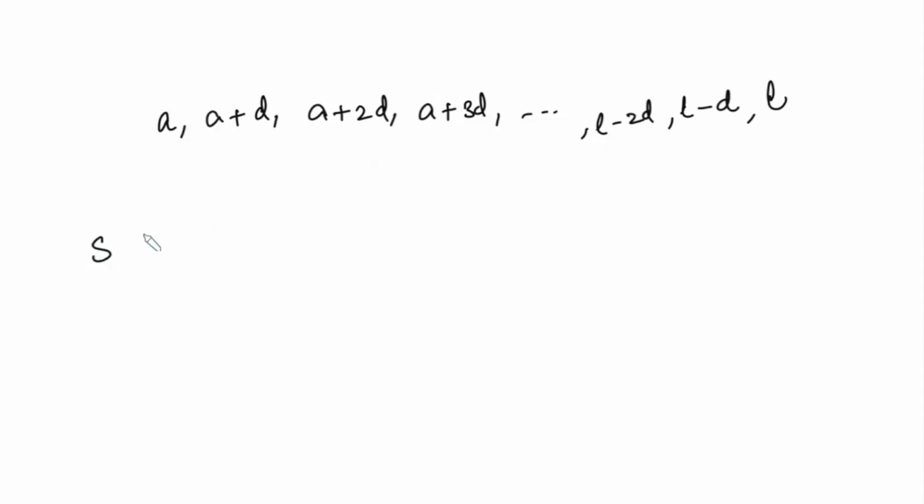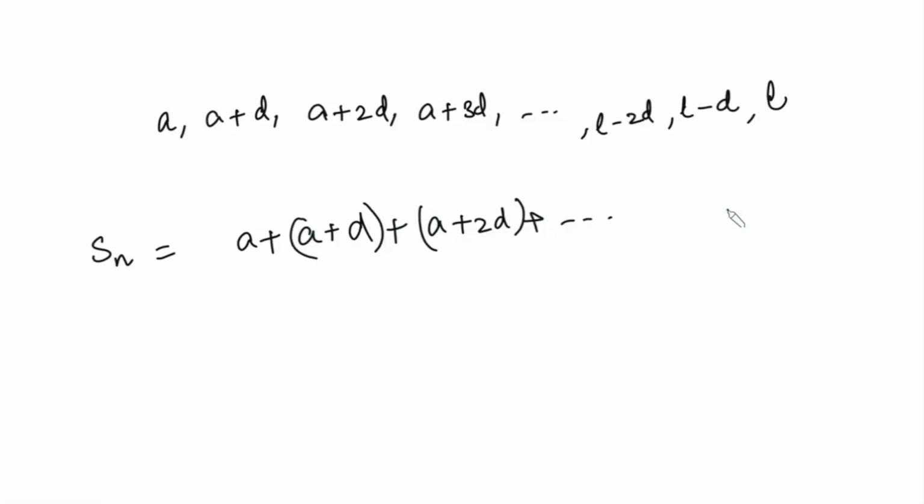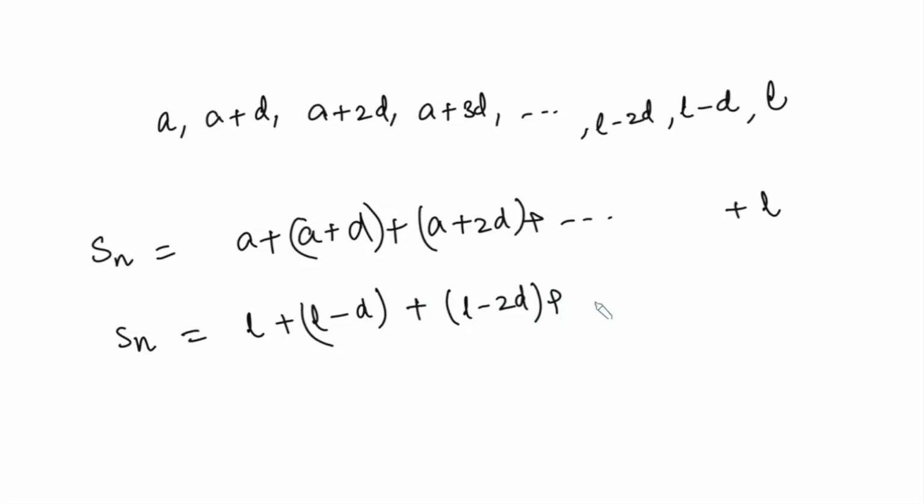So the sum of these terms, if I write it as Sn, will be equal to a plus (a plus d) plus (a plus 2d) and so on up to l. If we reverse this series, we get Sn is equal to l plus (l minus d) plus (l minus 2d) plus, and so on up to a.